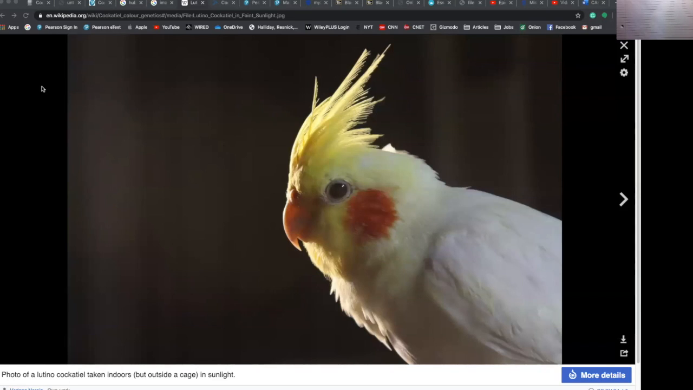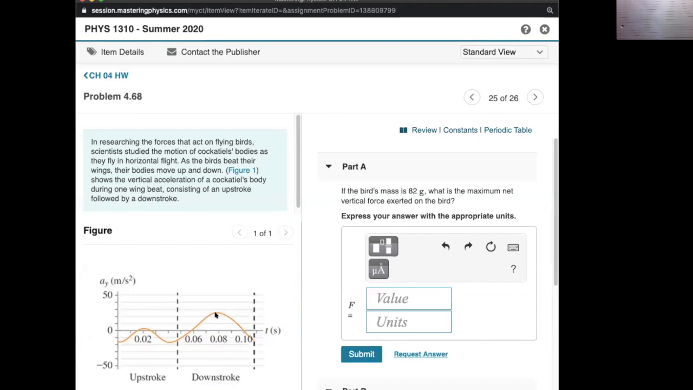Cockatiel, there it is. Imagine it flying. So on our chart here, the cockatiel looks like the biggest acceleration, either positive or negative. The one with the largest magnitude occurs here at 25 meters per second squared. So that's going to be our maximum vertical acceleration in the y direction when the bird is flapping down.